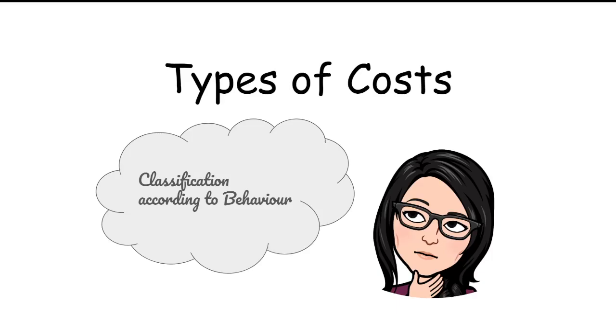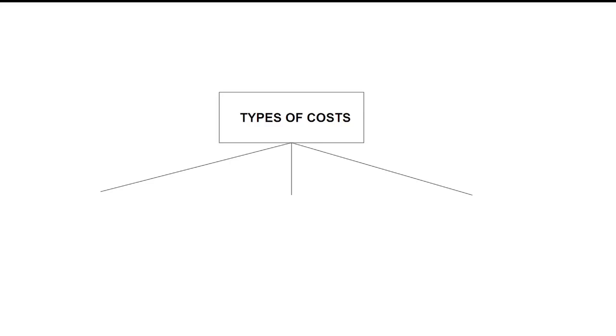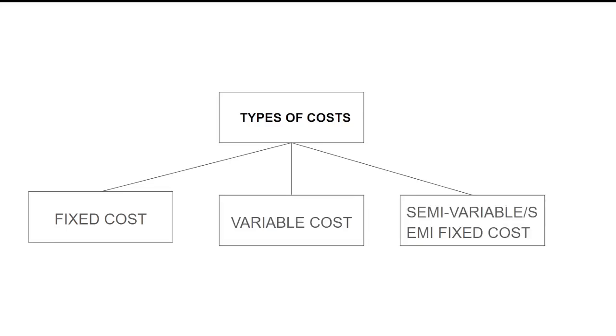One of the classifications is according to the behavior. So today we are going to discuss classification according to the behavior. Now, according to this classification, there are three types of cost. First is fixed cost, second is variable cost, third is semi-variable or semi-fixed cost. Now, let us understand one by one.